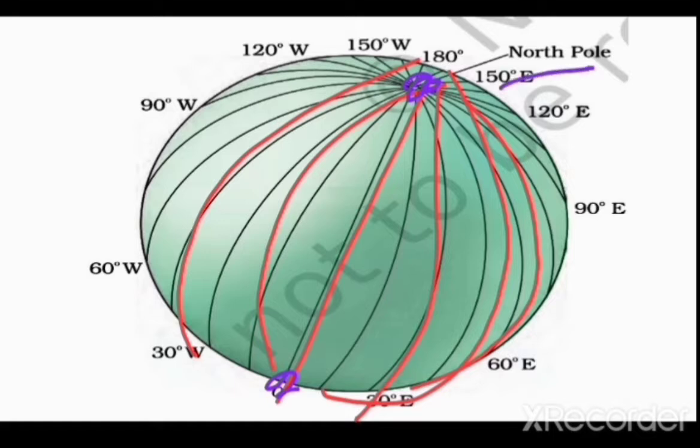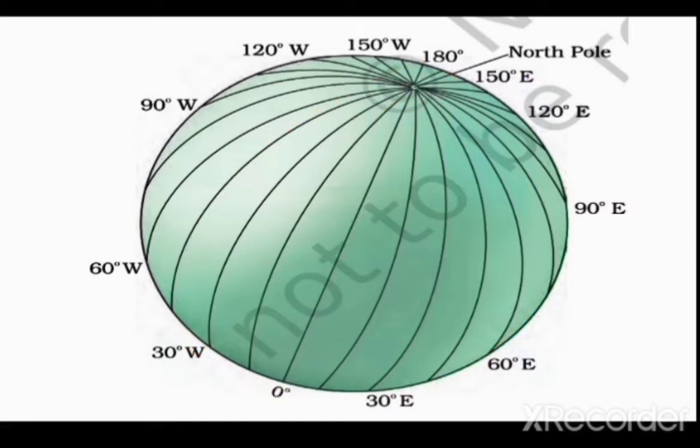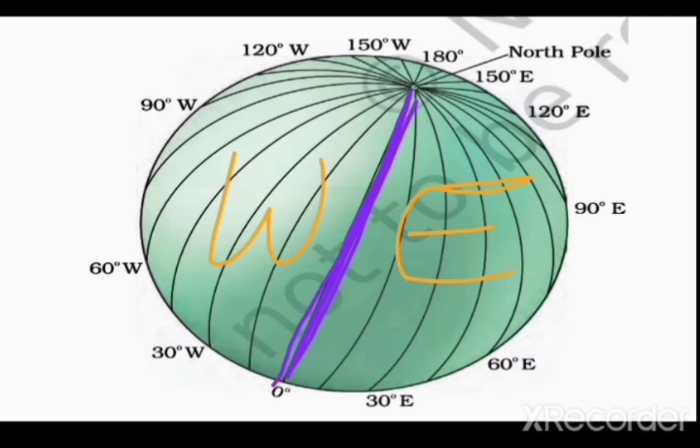There is one important meridian which is called the prime meridian. Why is it called prime meridian? Because it is very important. This 0-degree longitude, this one, is called the prime meridian. Why? Because like the equator divides the earth into two parts, the northern hemisphere and southern hemisphere, this prime meridian divides the earth into two parts, that is the eastern hemisphere and western hemisphere.